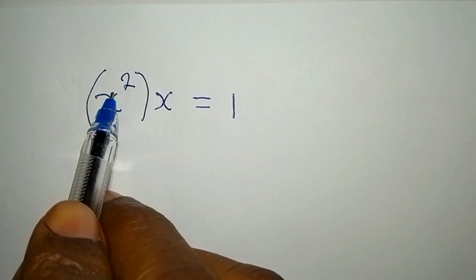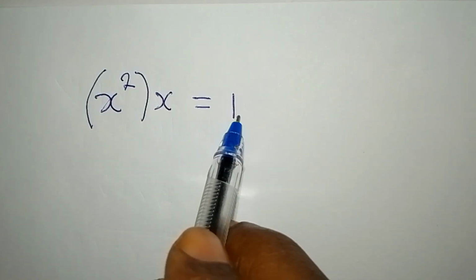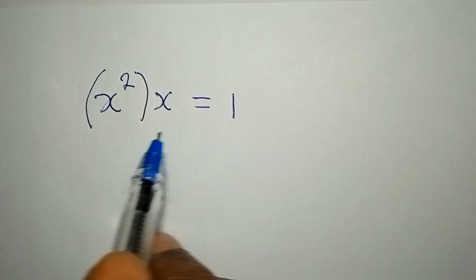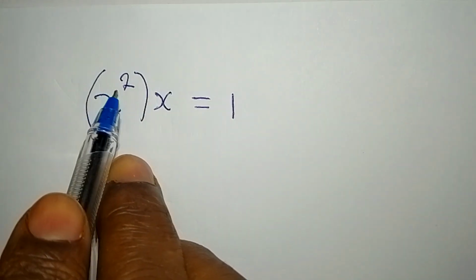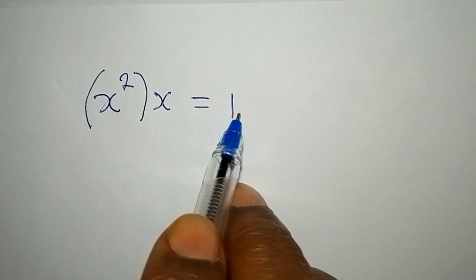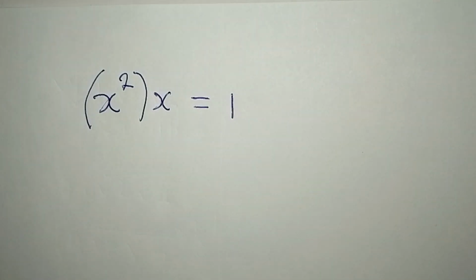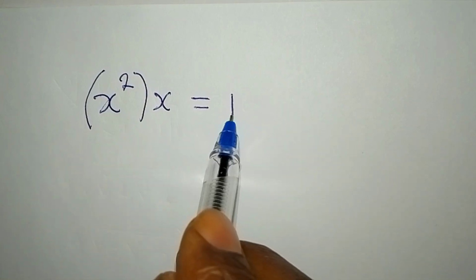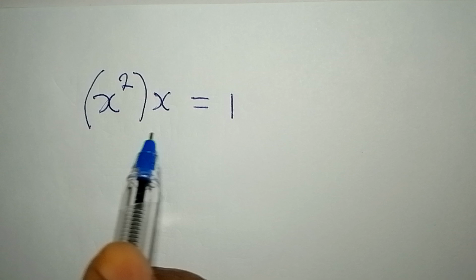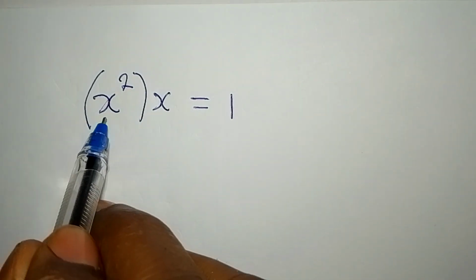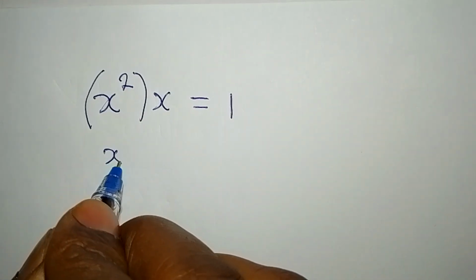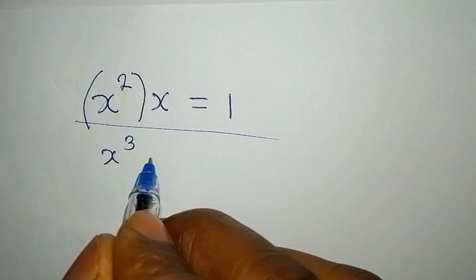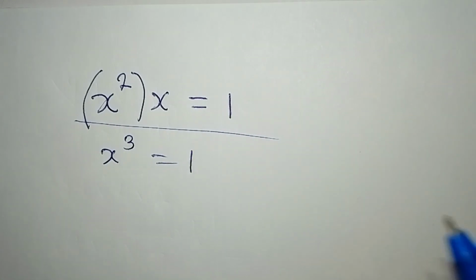Okay, we have x squared multiplied by x equals 1. We are looking for the complete solution. Now, somebody might be tempted to say x squared is equal to 1 or x is equal to 1, but that is very incorrect. You can only do that if what we have here is 0. So as it is now, you have to multiply this. X squared times x will give us x to the power of 3, and then that will be equal to 1.